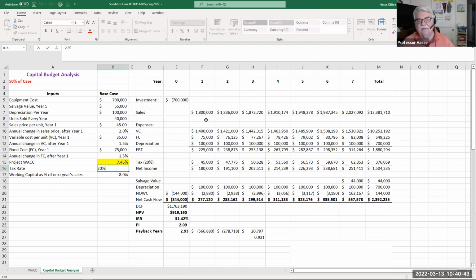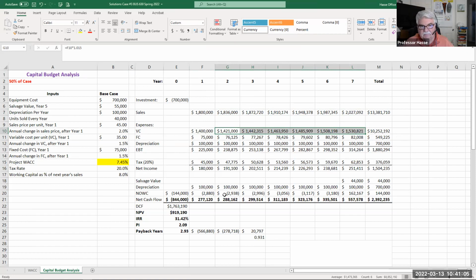That's $1.8 million in the first year, which is going to be inflated by 2% through the remaining years 2 through 7. We have a variable cost rate of $35 per unit times 40,000 units. We get 1.4 million. That is inflated at a 1.5% inflation rate through years 2 through 7. We have a fixed cost of $75,000, which is inflated at also 1.5% through years 2 through 7.